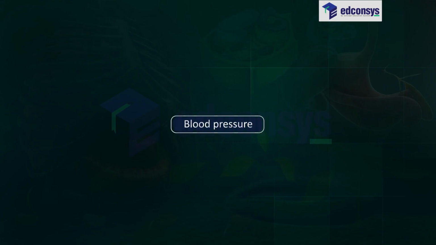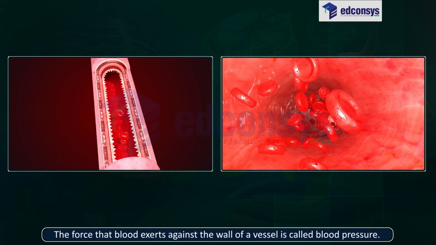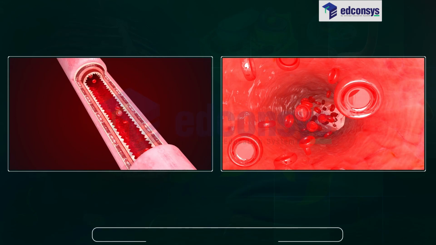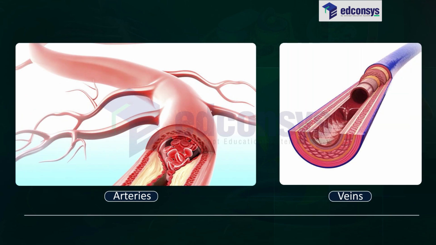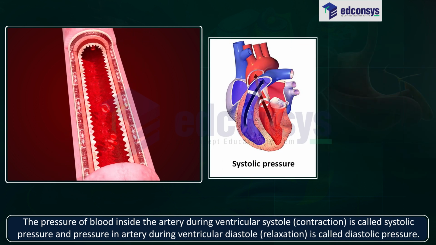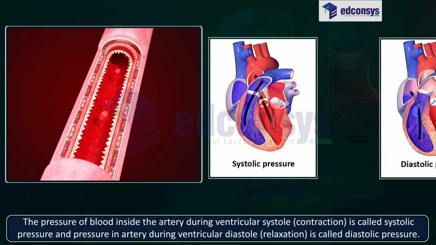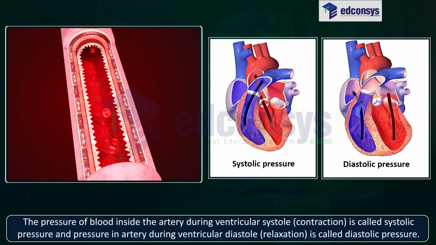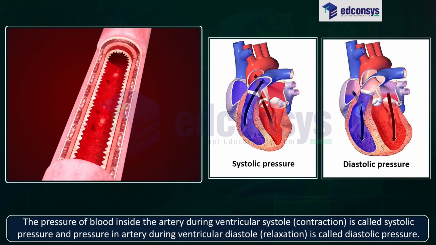Blood pressure. The force that blood exerts against the wall of a vessel is called blood pressure. This pressure is much greater in arteries than in veins. The pressure of blood inside the artery during ventricular systole or contraction is called systolic pressure, and pressure in the artery during ventricular diastole or relaxation is called diastolic pressure.